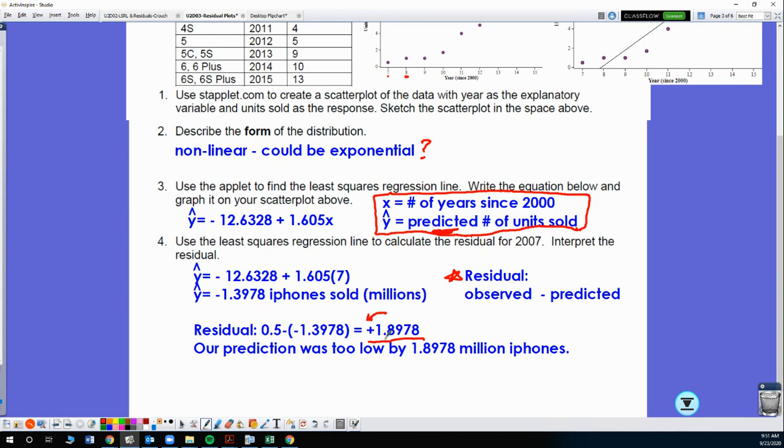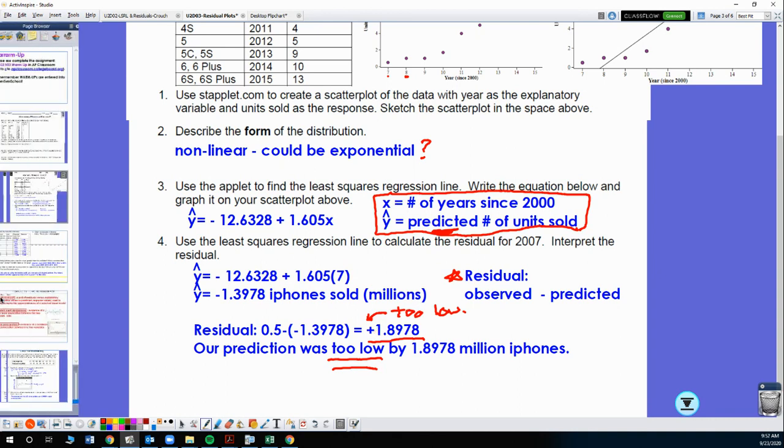So I really want you to think about the fact that this is positive. Because it's positive, that tells me something. That tells me here that my prediction was too low. All right. So it's important to remember that the positive or negative on your residual communicates some information. So it is too low. And how low was it? It was too low by 1.8978 million iPhones. So whether your residual is positive or negative is an important thing to really remember.